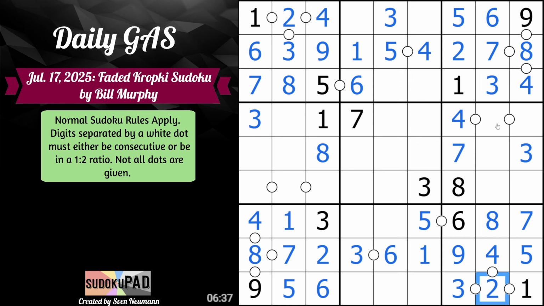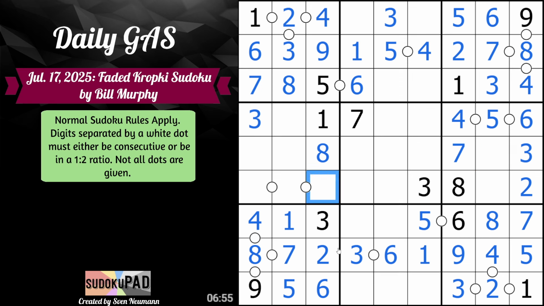Oh, and it can't be 2. I was going to say it has to be 5 or 2. But actually, no. It can't be 2. So it must be 5. And 4, 5 requires 6. Only option 6. Down the column, we need 2. From the box, 1, 9.